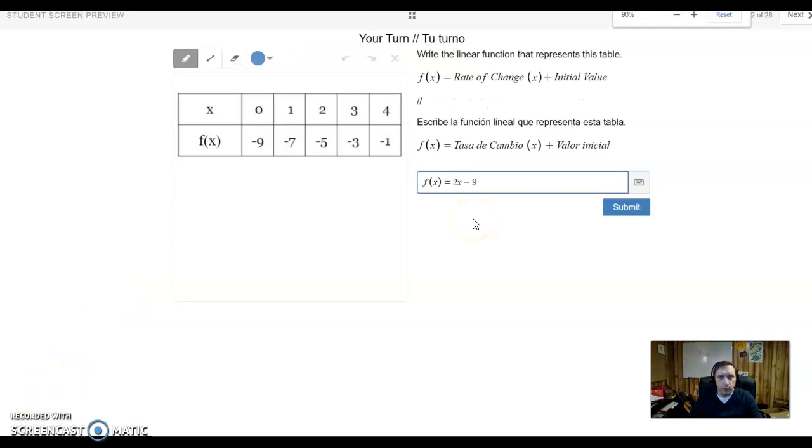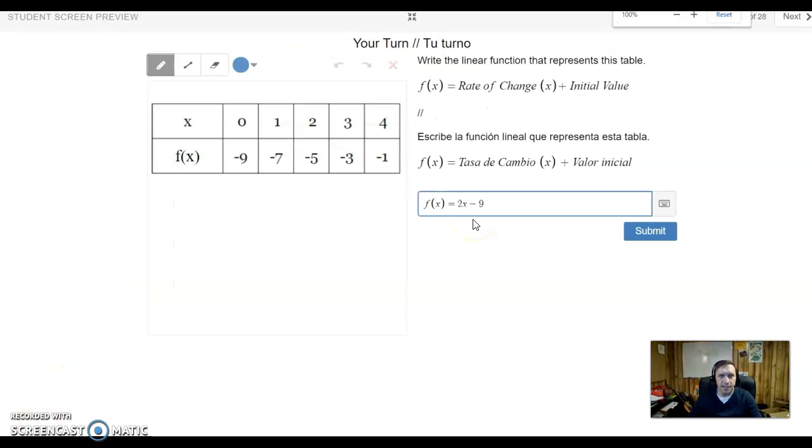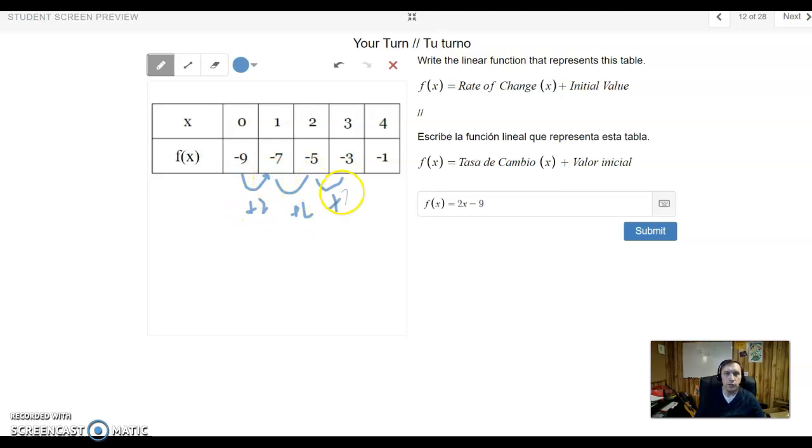All right, were you able to find f of x equals 2x minus 9? Okay, that 2 is our rate of change, right? We're going plus 2, plus 2, plus 2, all the way, right? And so we can see we have that constant growth, right? That rate of change of 2. And then we're starting when x is 0 at -9.